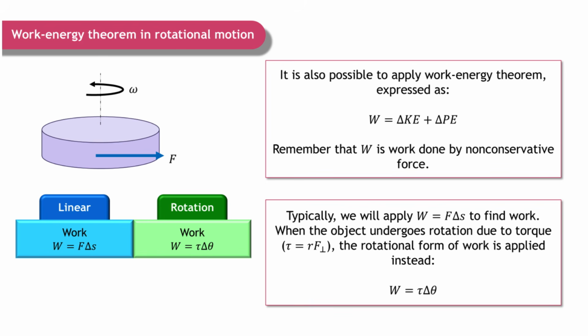In linear motion, we calculate work as force multiplied by displacement. In rotational motion, force is replaced by torque, and displacement is replaced by angular displacement. Therefore, whenever an object rotates because of a torque, we use the rotational form of work instead. This is the rotational analog of the linear work equation and will be useful when solving energy problems involving rotating objects.